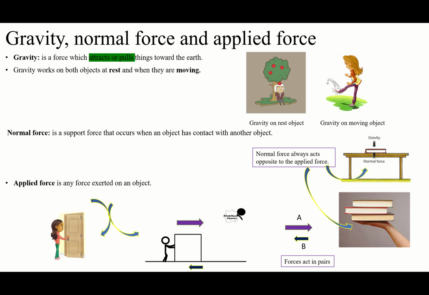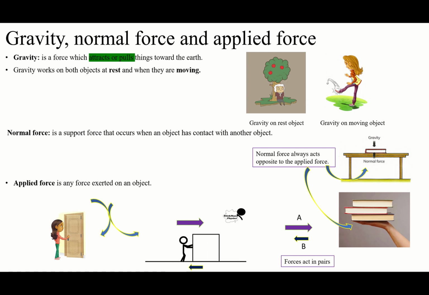Gravity is a force which attracts or pulls things toward the earth. It means it's a kind of pulling force. Pull everything to the earth, okay? Gravity pulls everything to the earth. That's gravity. For example, when we stay here on the earth, it's all because of the gravity. Otherwise, we would be floating, we would suddenly go up if there was no gravity. But because we have gravity, gravity pulls us to the earth. Because of this, we will stay on the earth.